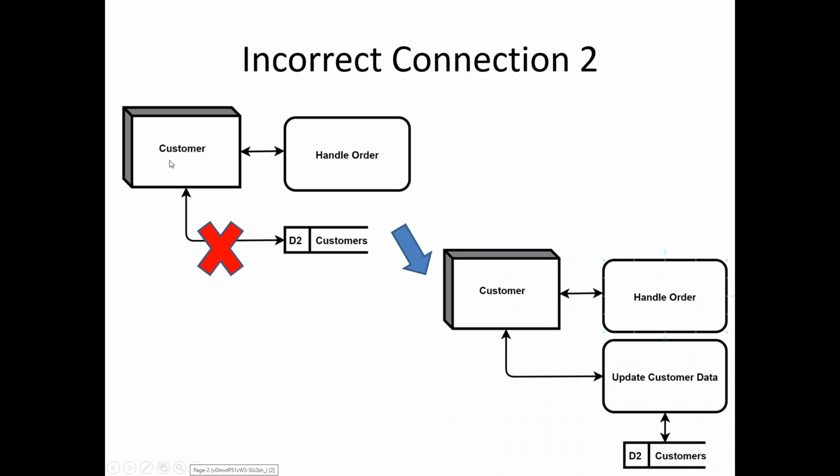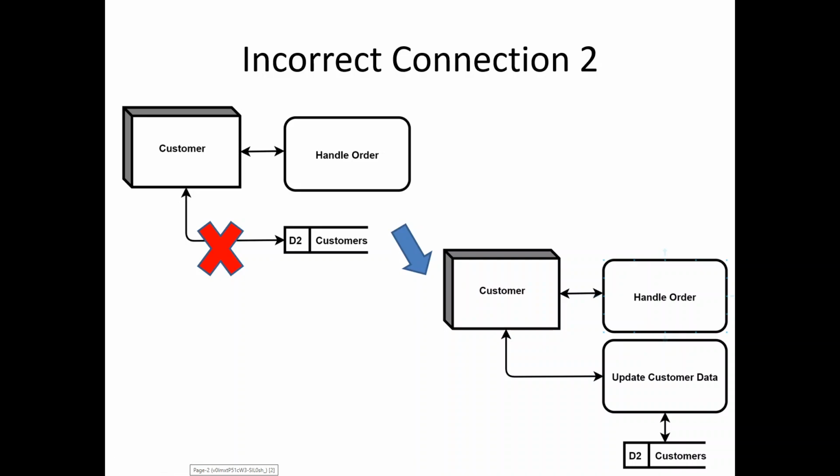And then we have the second example. So in this example, as you can see, this external agent communicates directly with this data store. And again, this is not allowed, because a data store is an internal component of the system we need to model. An external agent, which is out of the system, shouldn't be able to directly have access to our data store.